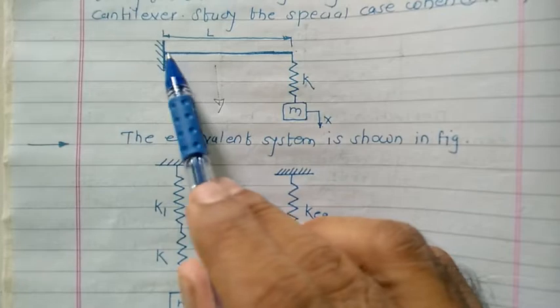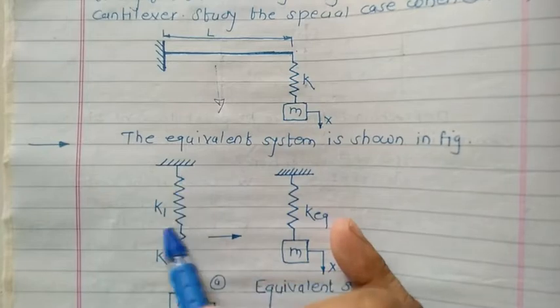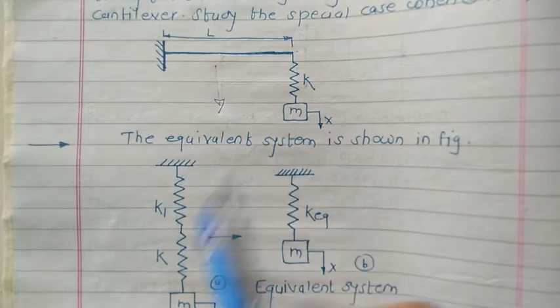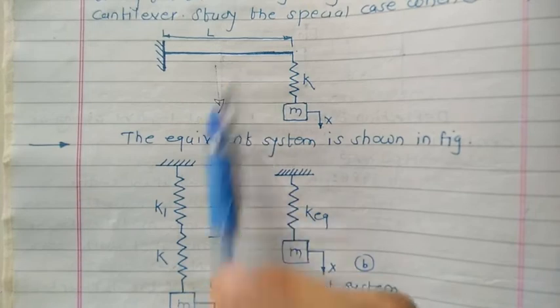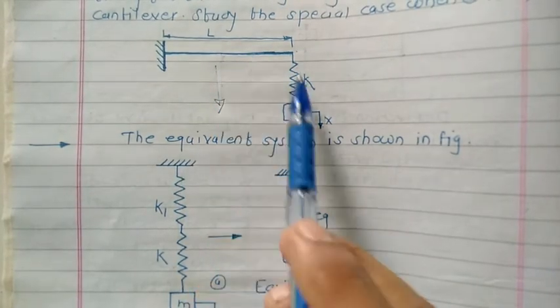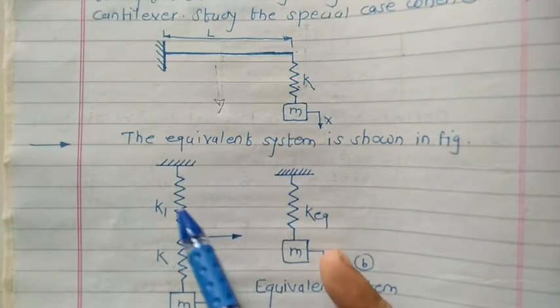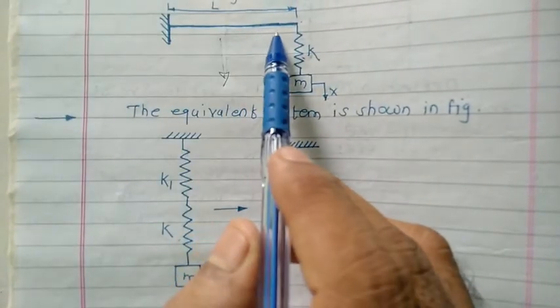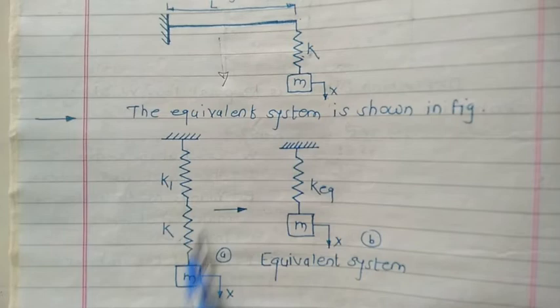Whatever the stiffness of this beam is, we consider it as the stiffness K1. At the end of this, another spring is connected, whose stiffness is already given as K. This one and this one are connected in series. So K1 is the stiffness we assume for the cantilever beam, and the next spring has stiffness K. At the end, the mass is attached.